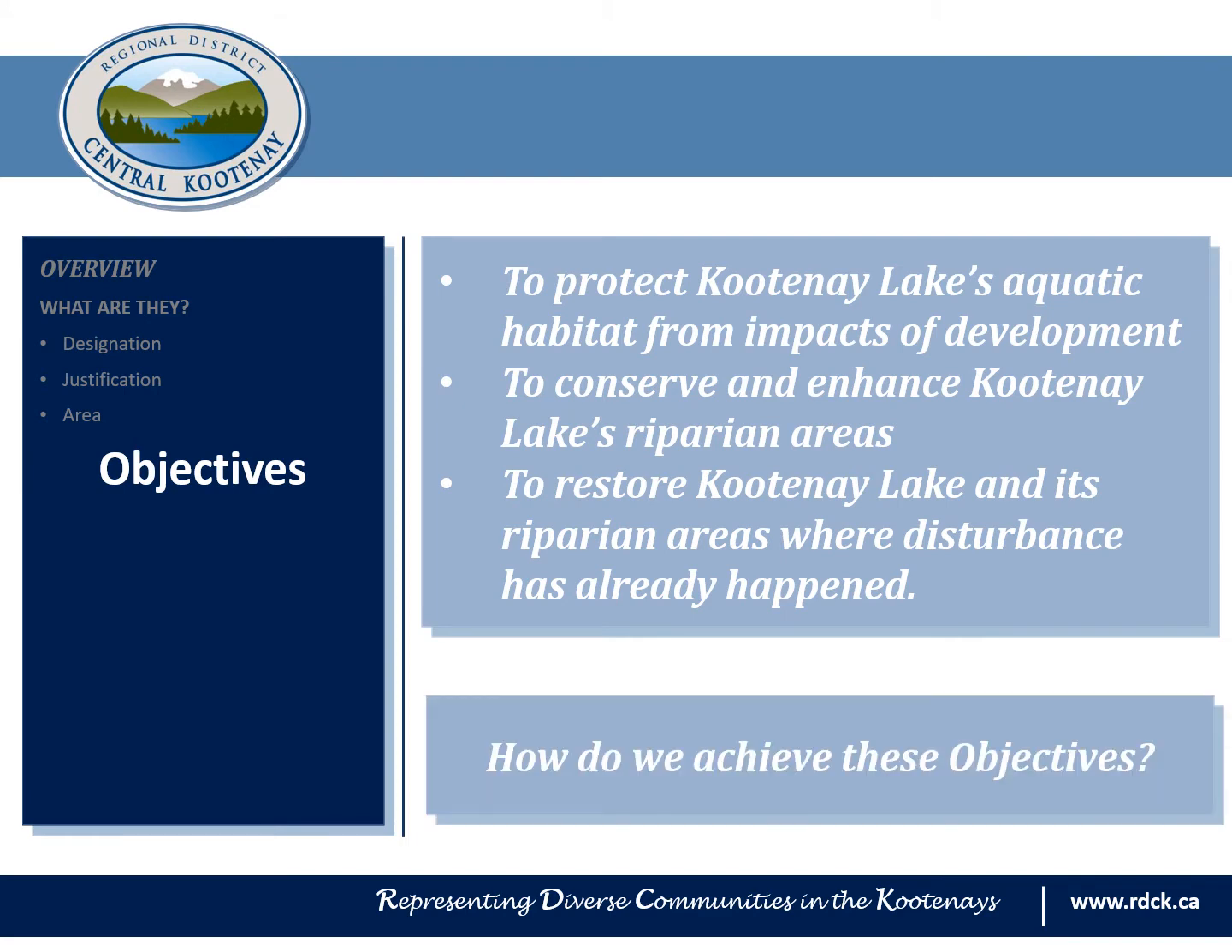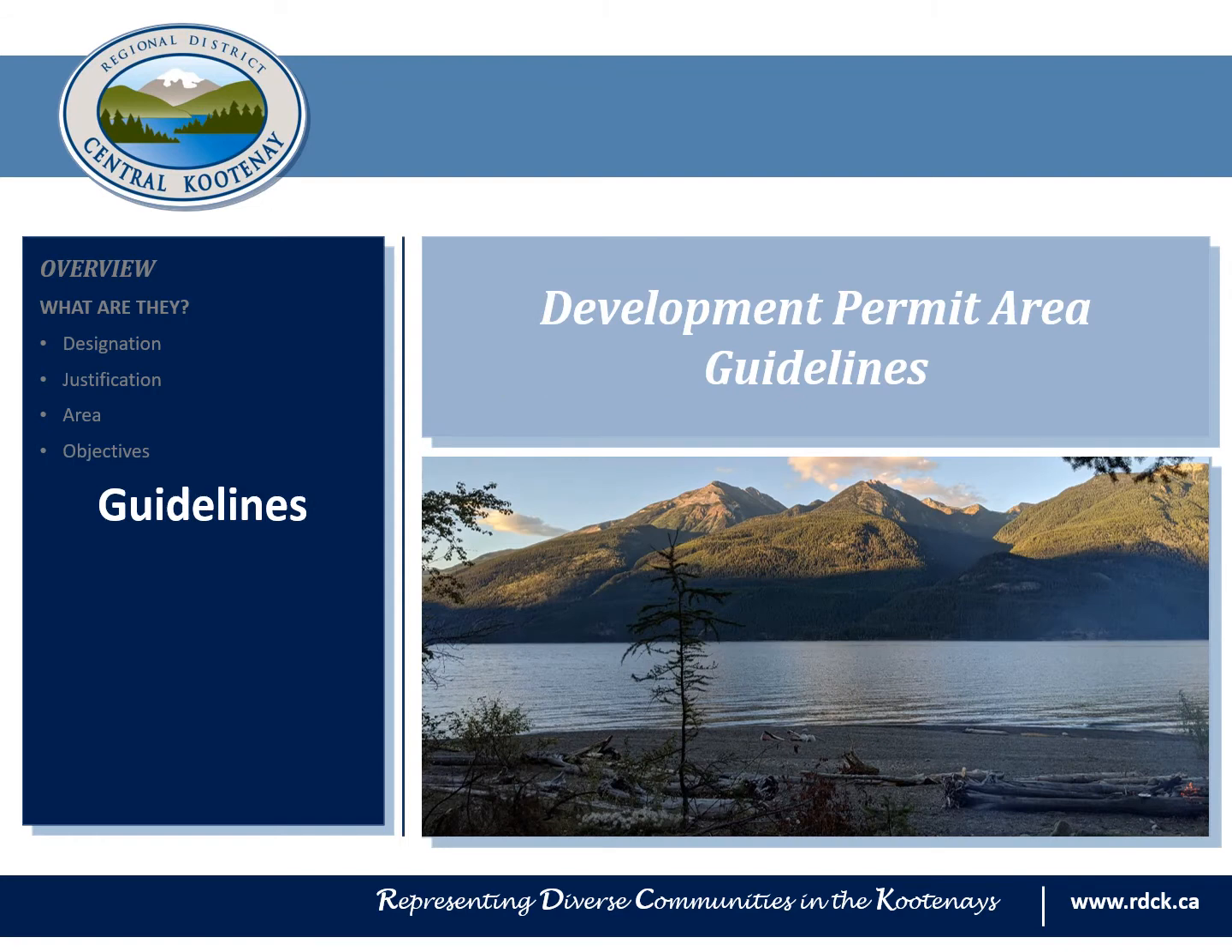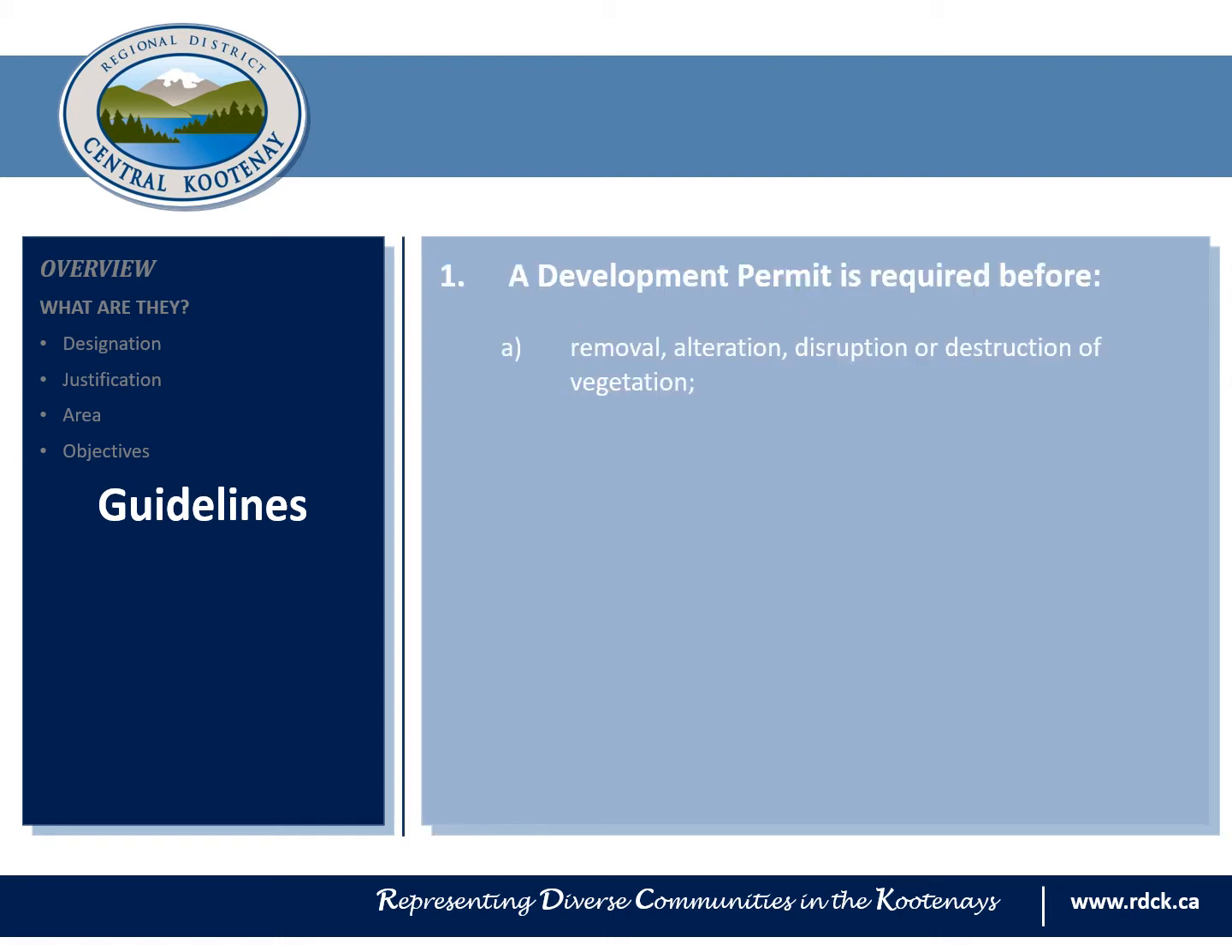So how is it that we achieve these objectives that we've laid out? Simply put, the answer is with development permit guidelines, which are the criteria that need to be met in order for the RDCK to issue a development permit to work in a development permit area. Currently, there are 4 guidelines in place for the development permit areas around Kootenay Lake. The first requires that a development permit be issued before certain activities take place within the development permit area.